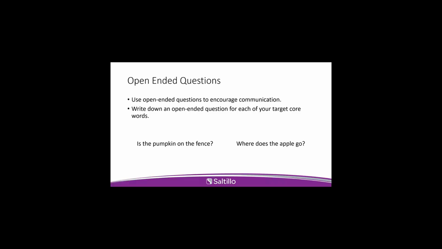Writing down those open-ended questions for each of the target words on the organizational tool helps you prep, helps you think about what you're going to say so that it becomes a little more natural the more you do it, and you're not stressing in the moment to think about what am I going to say with those words. And so just a quick quiz, which one of these is an open-ended question? Is the pumpkin on the fence, or where does the apple go?